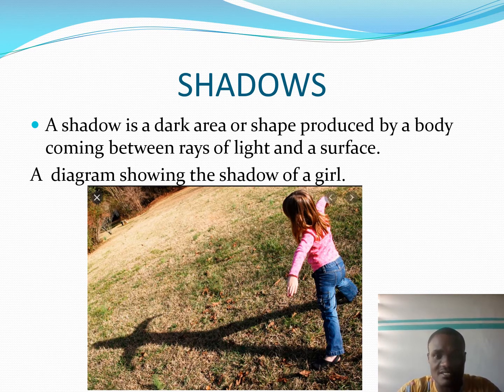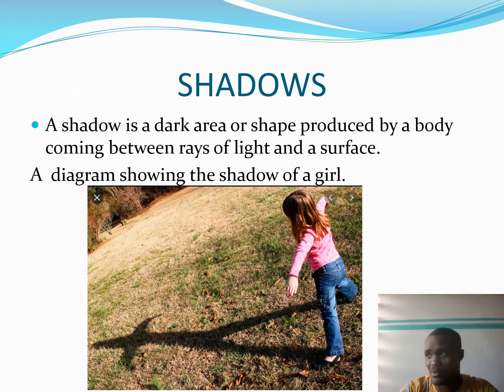Now let's look at shadows. I hope everyone has seen a shadow before, or a shadow of yourself. When light rays are blocked by an opaque object, an opaque object, you know from the beginning of light energy, is an object which does not allow light to pass through. When the sun is vertically overhead, like when it's 12 p.m., you seem to stand on your shadow.